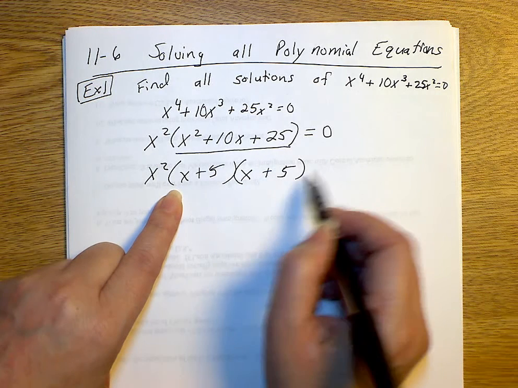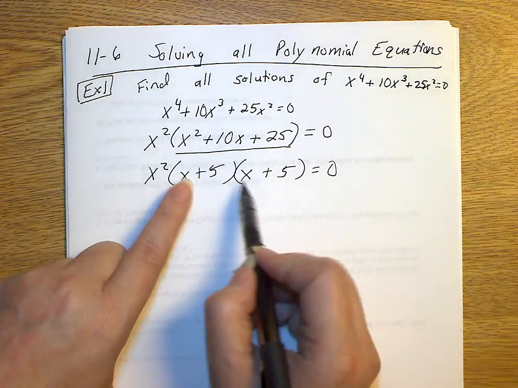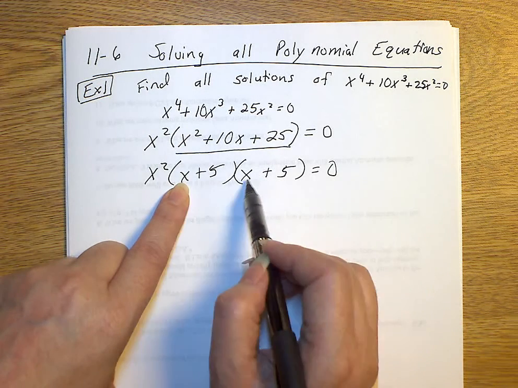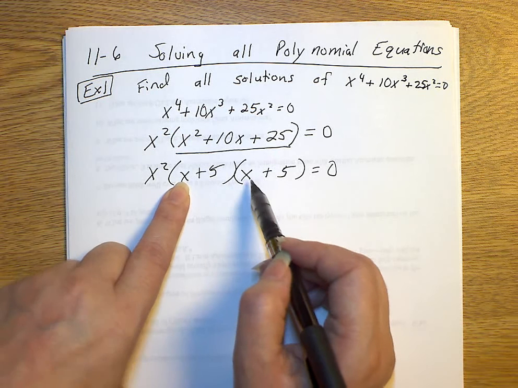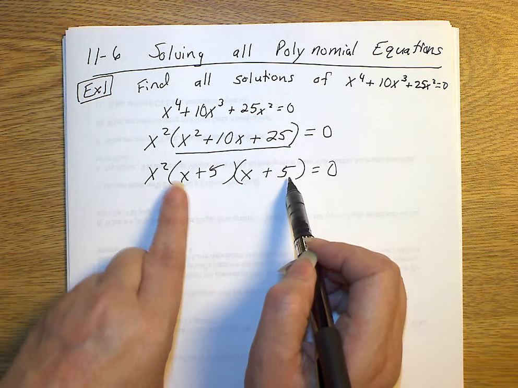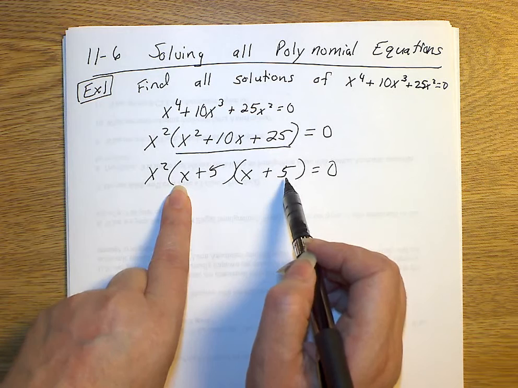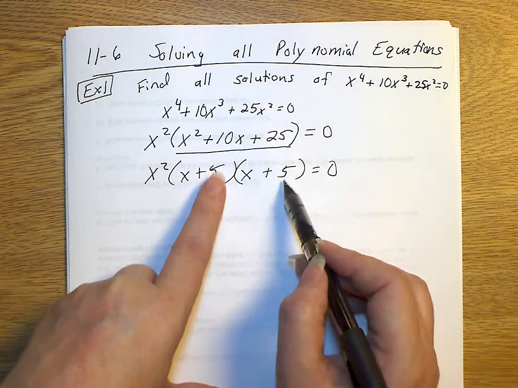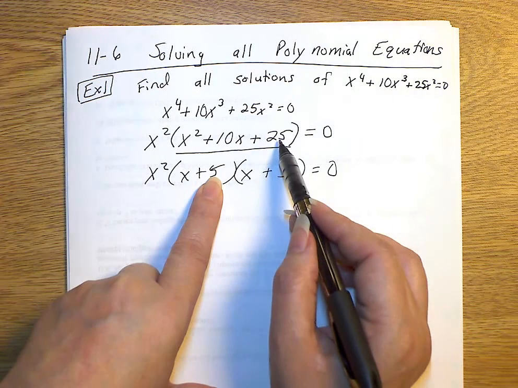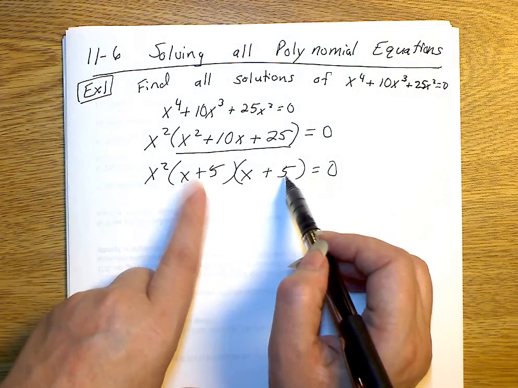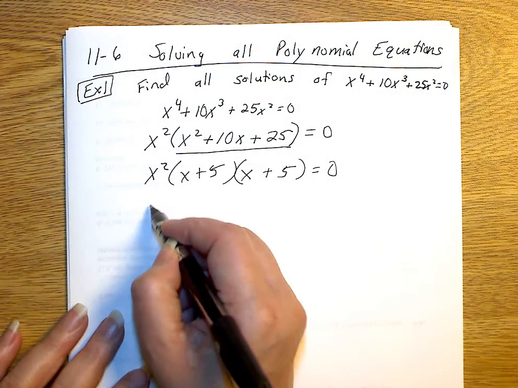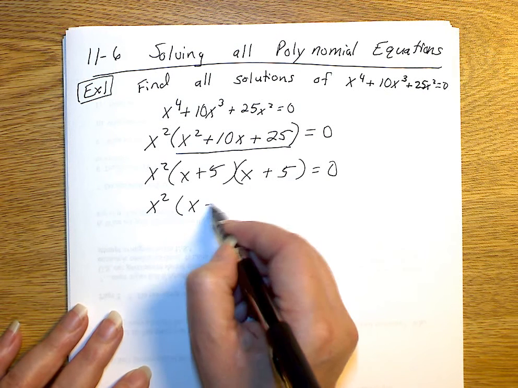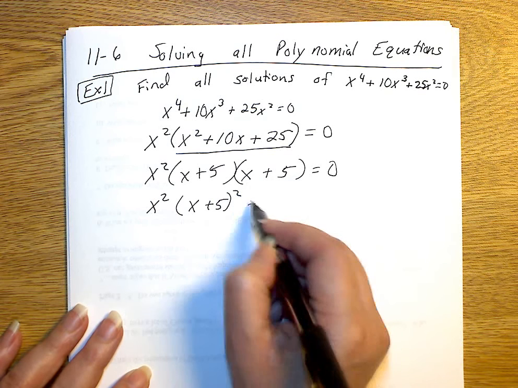So, if I factor this out, if I distribute, x times x is x squared, inner is 5x, outer is 5x, 5x plus 5x is 10x, and 5 and 5 is 25. So I know that that is right. So that means I have x squared, and these are the same, so I have x plus 5 squared is equal to 0.